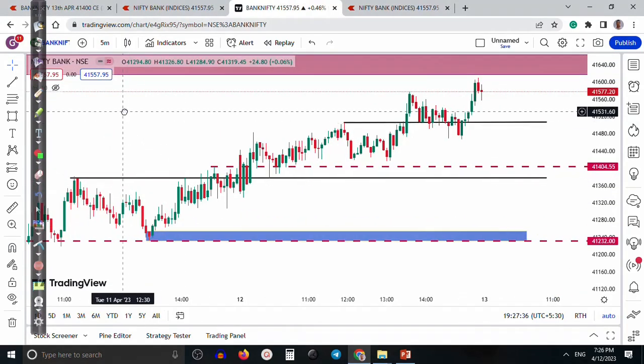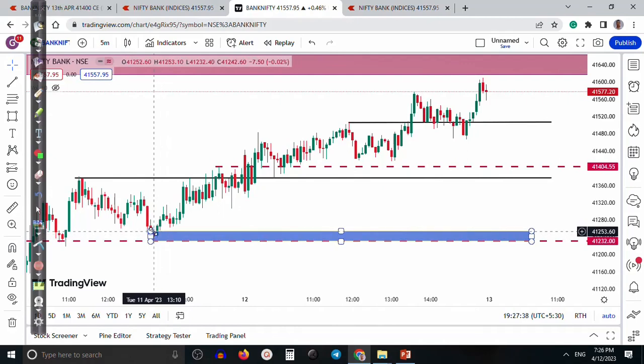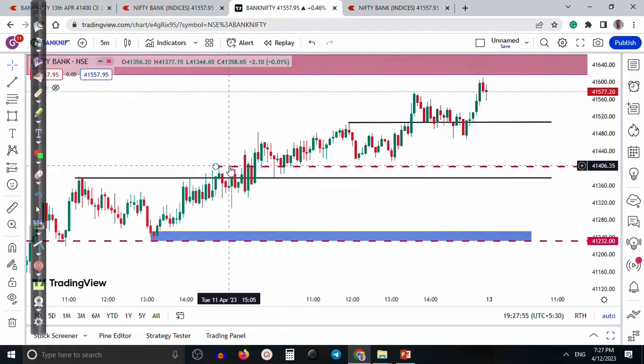Okay, so first this is the demand zone. Price is bouncing from this area. All right, so that means buyers are activated in this area. So me and my student, we were discussing where our entry point would be, and we were looking for buy, and next we are looking for buy. Let me remove this session line.